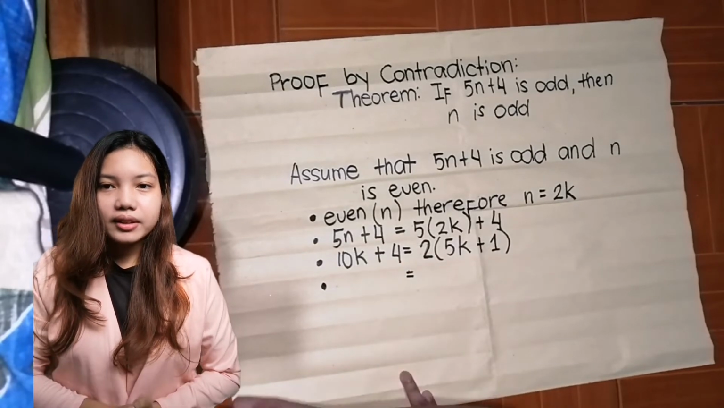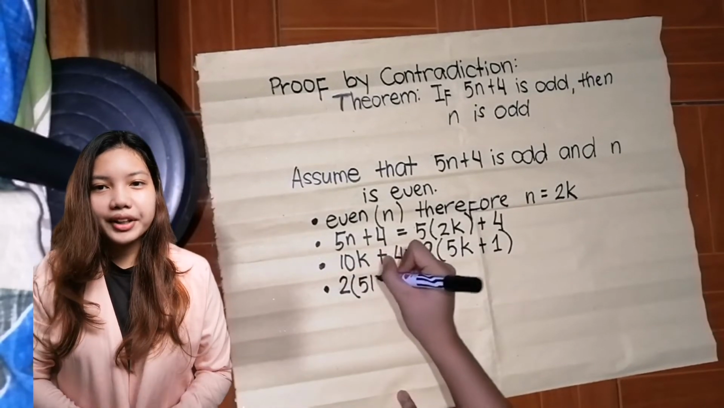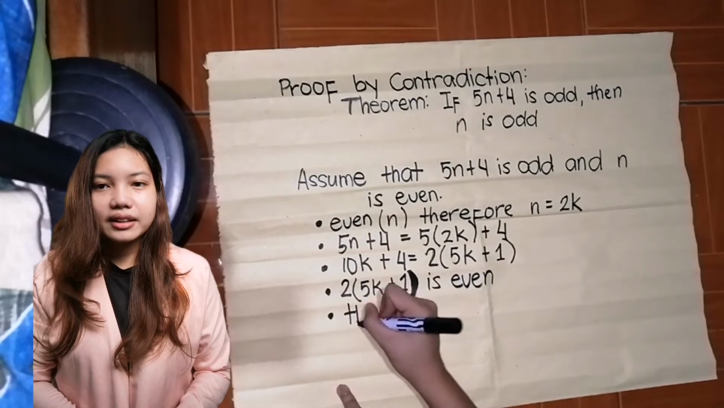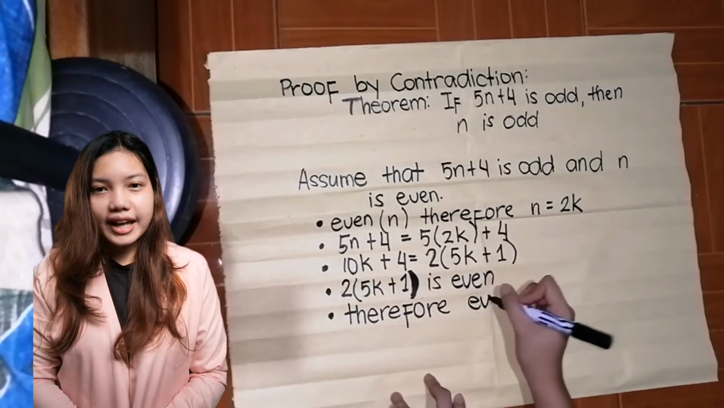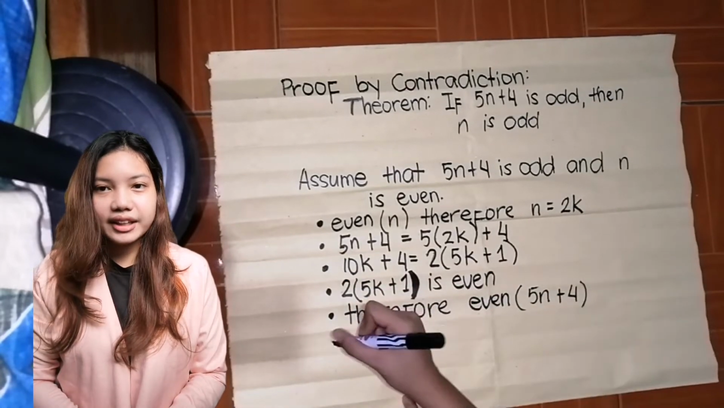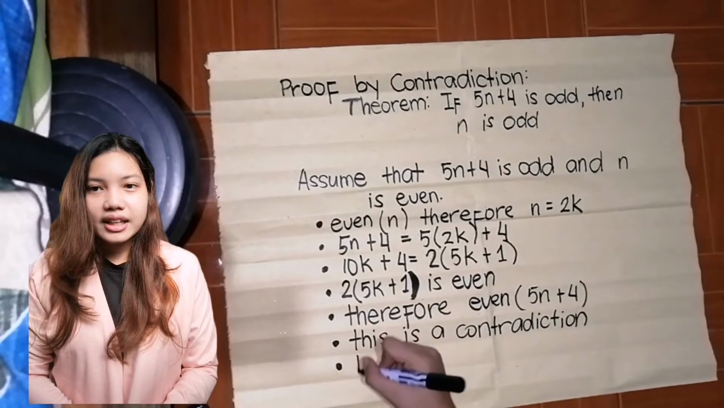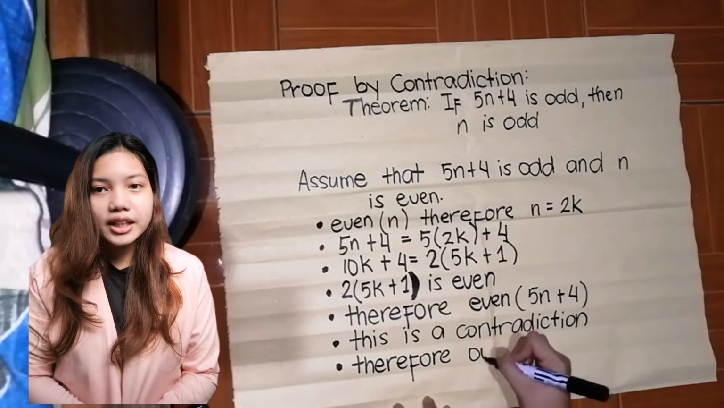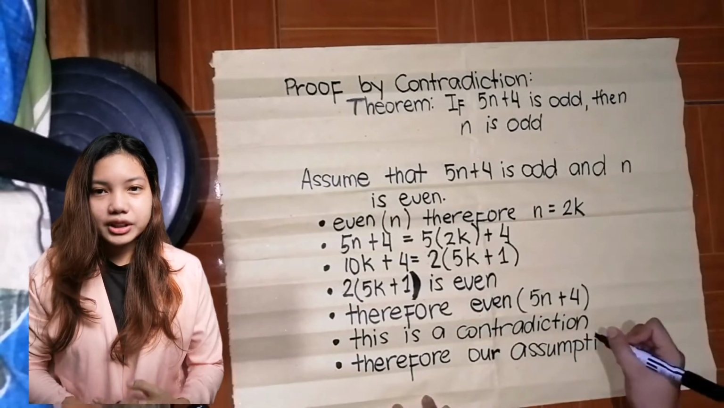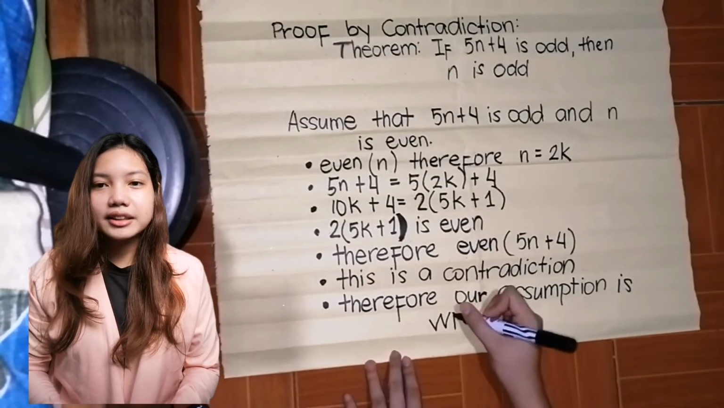And 5k plus 2 is an integer. Therefore, 5n plus 4 is even. And this is a contradiction. Therefore, our assumption is wrong, and n must be odd.